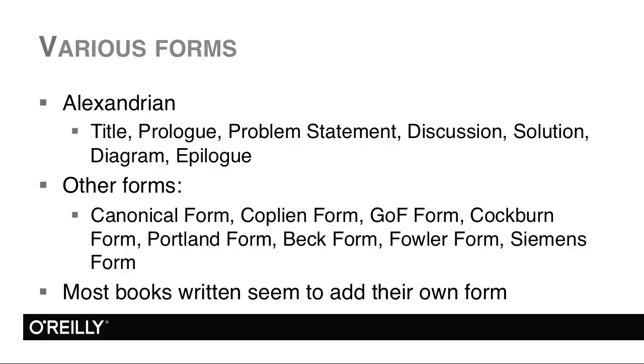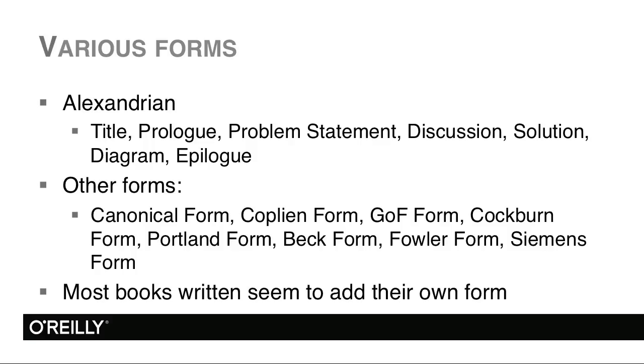Eric Gamma and company, or the Gang of Four, learned from Christopher Alexander how to do this. And the Alexandrian form has a concept of a title, which I call name, a prologue, a problem statement, some discussions, then the solution, a diagram that may show what the architecture might look like, and then some epilogue. But there are other forms that have been created along the way.